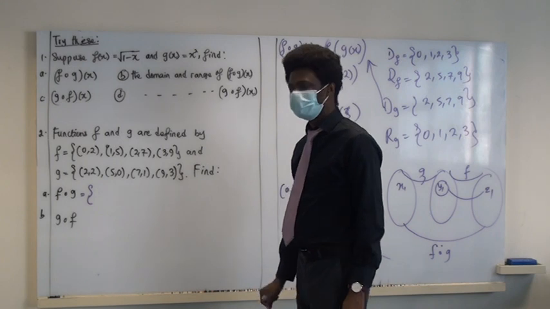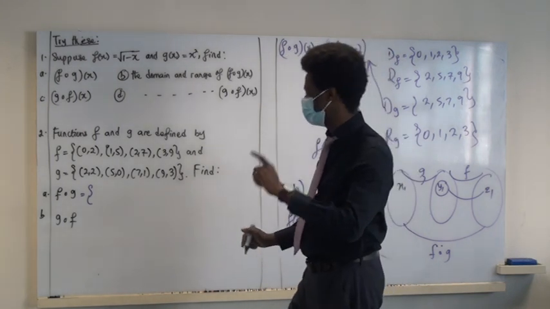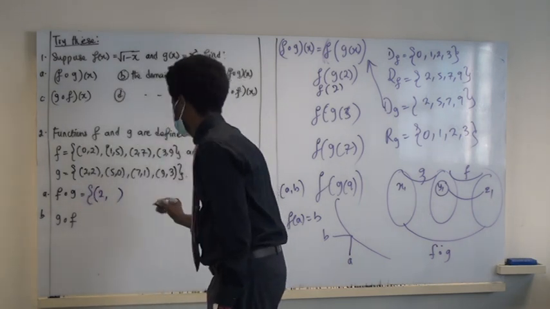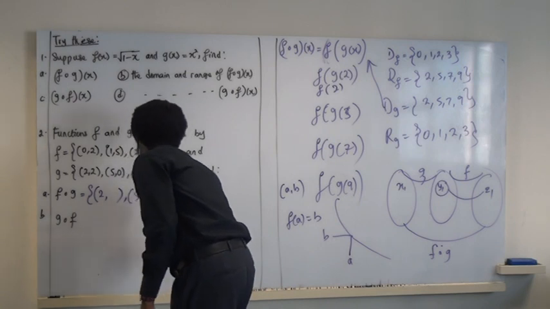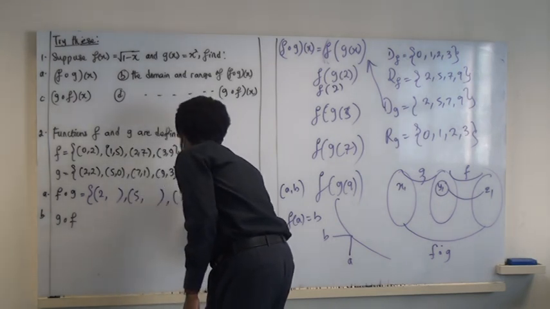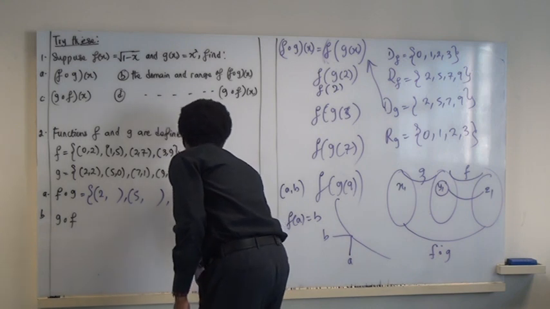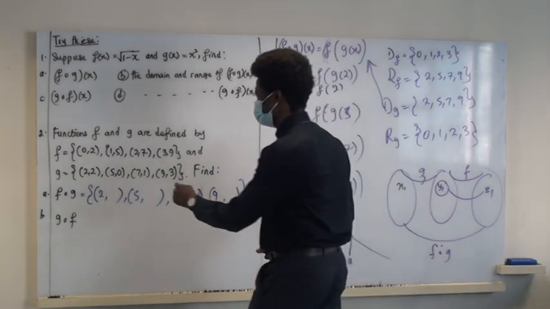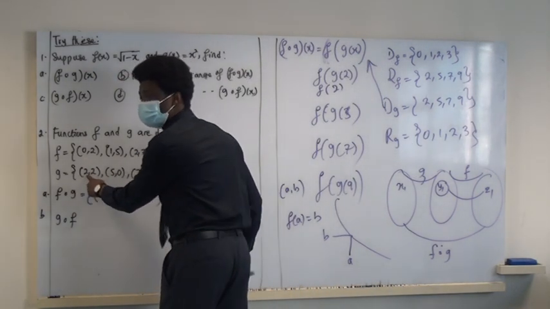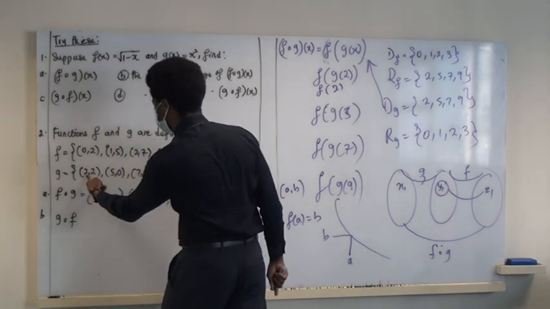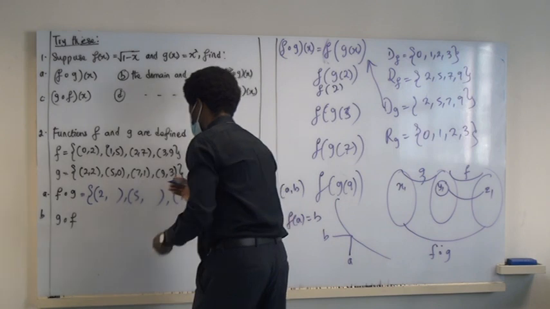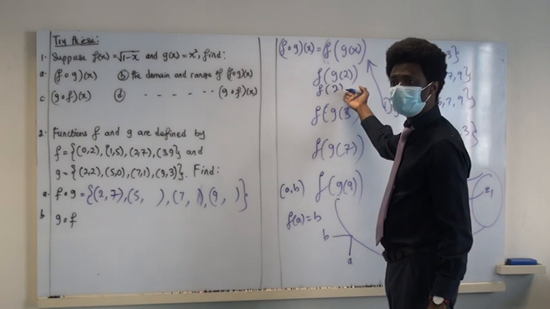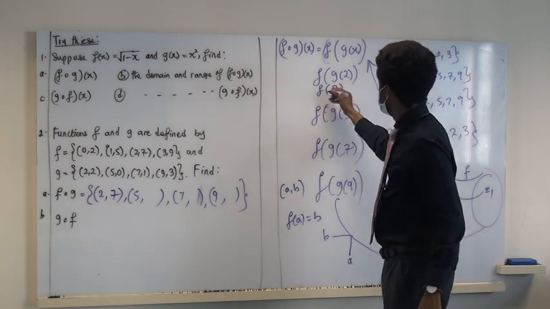So when they say f composed with g, the first is the domain of g. The domain of g: 2, 5, 7, and 9. So g is going to act on 2 and give you 2. Then f is going to act on 2. When f acts on 2, what do you get? 7. The calculation is here. You are welcome to do this on rough paper or show it in your book. So that's what we have just done. 7.